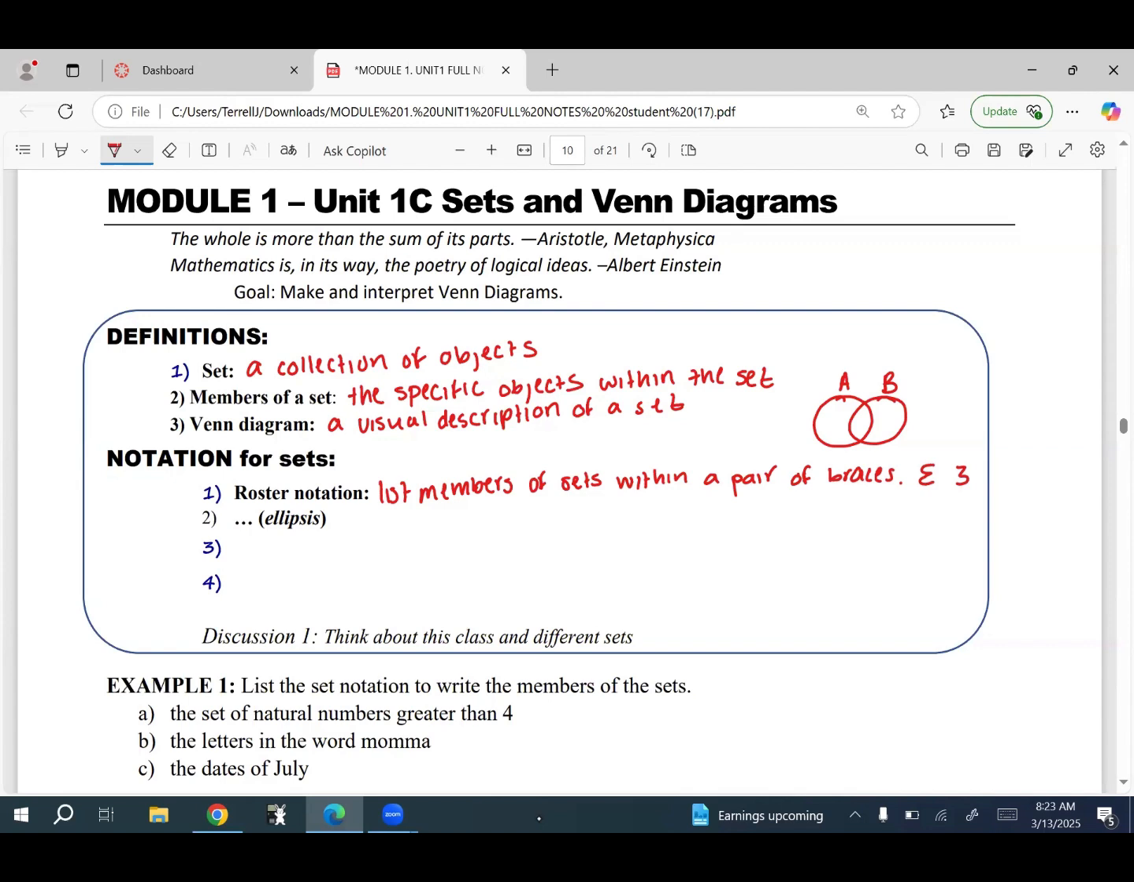When you're writing something in roster notation, you are listing the members, which is what the set is made up of, and you're just listing them in the pair of braces. That's it. That's the only thing I want to mention about roster notation. Also, you don't want to list the members twice, and the order is not important. So let's write this down.